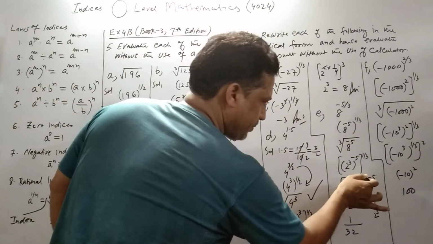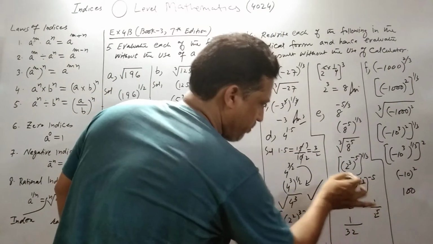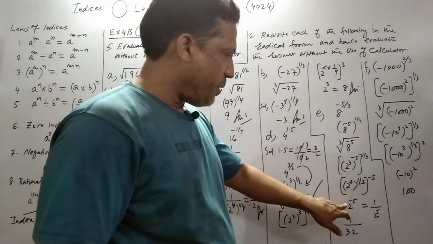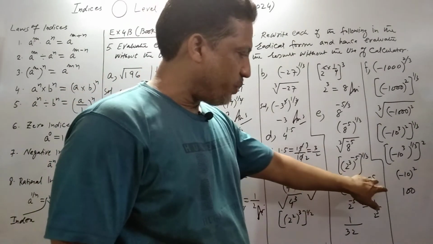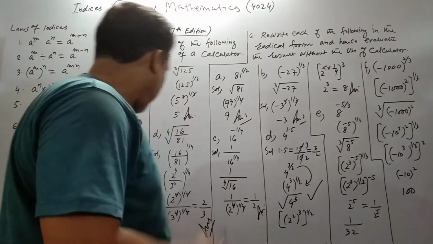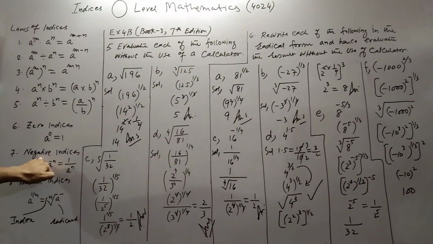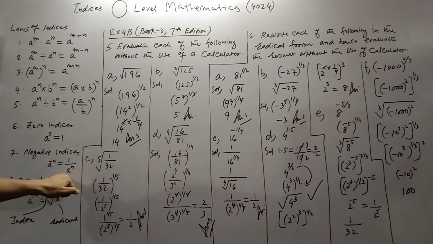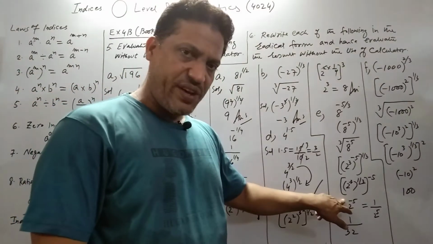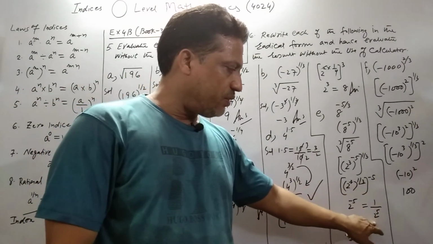This 3 cancels with this 3, because power to the power is always multiplied. What is remaining? Remaining is 2 to the power 1 into minus 5. 1 into minus 5 is minus 5. Now move to this negative index. If you see a negative power, you can write a to the negative power as 1 upon a to the positive power. So this is 2 to the power minus 5, and we can write this as 1 upon 2 to the power 5.